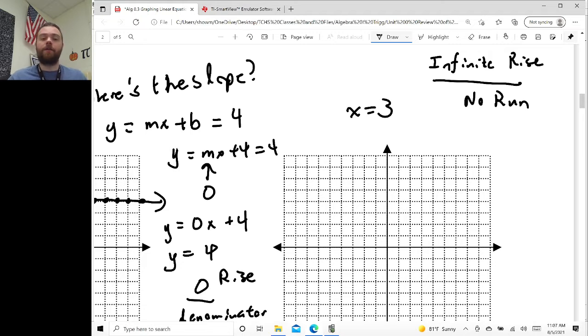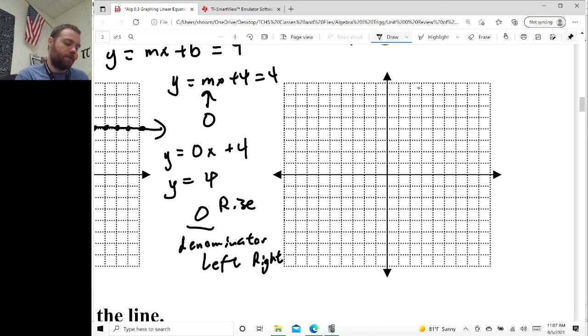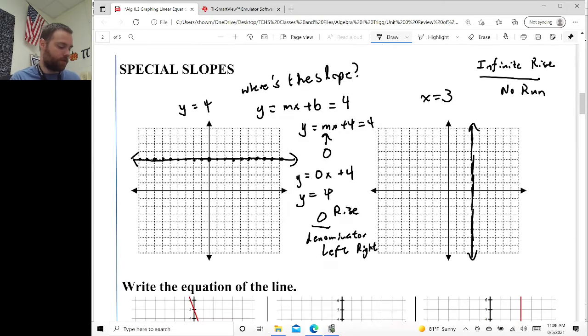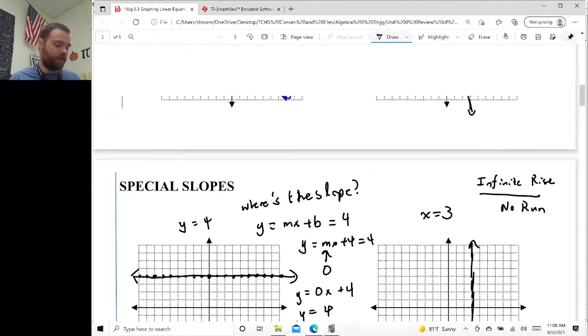As later on we'll get into something called functions, and this is one of the first examples that you'll see where we call it to be not a function, okay? Vertical lines are a no-no for functions. So x equals 3. And that's what it looks like. And your calculator, I don't think, can graph that. Pretty sure it can't.